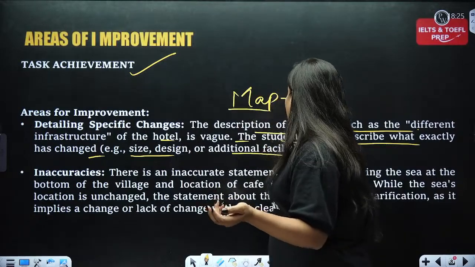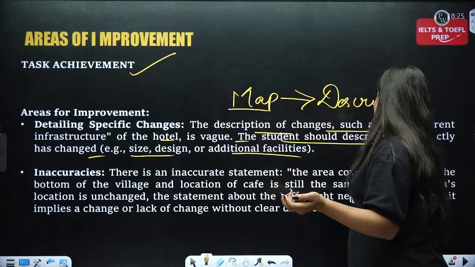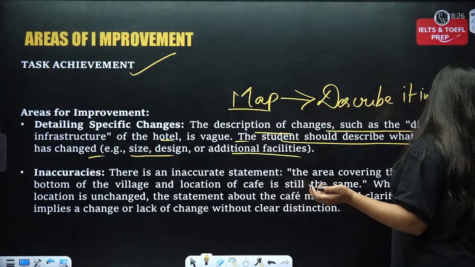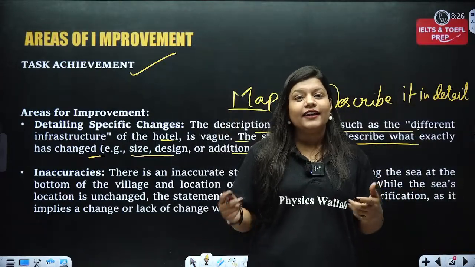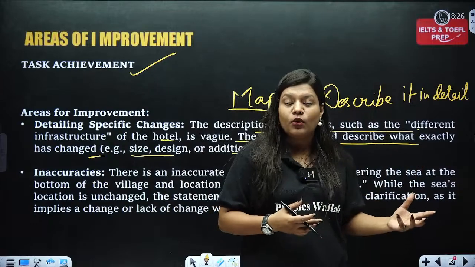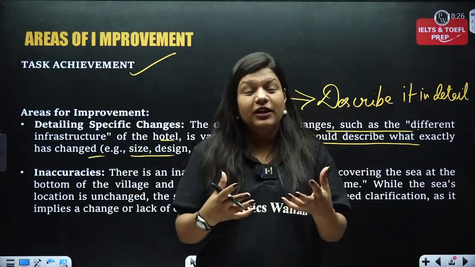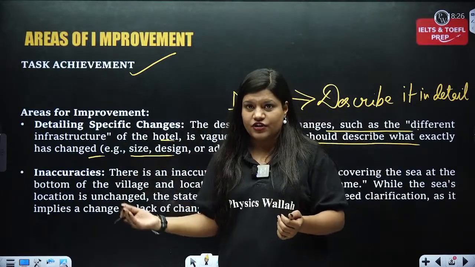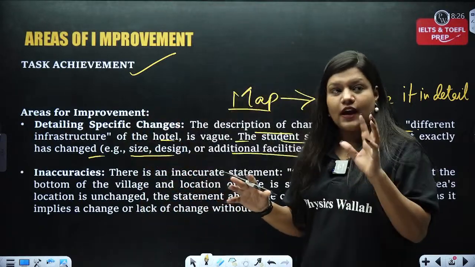When you are describing it, describe it in detail. Got it? So, it will give a clear idea of what has changed. Is it the design that has been changed? Is it the size that has been changed? Is it the area covered that has been changed? What exactly was the change in that particular infrastructure? Be more precise when you are dealing with the body of the paragraph or the answer, right?